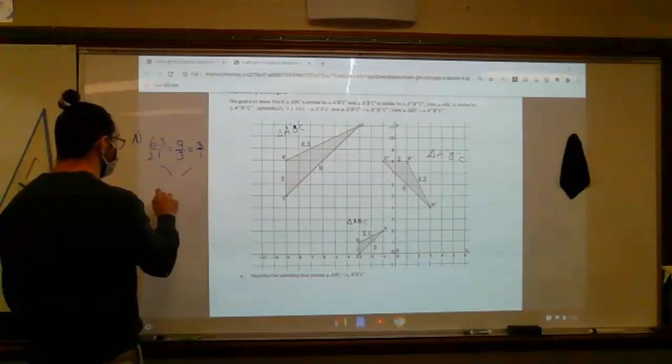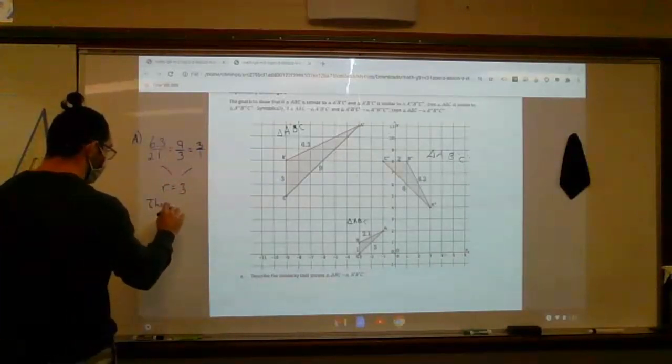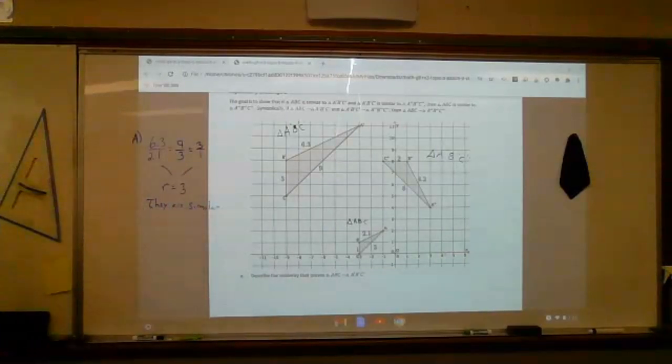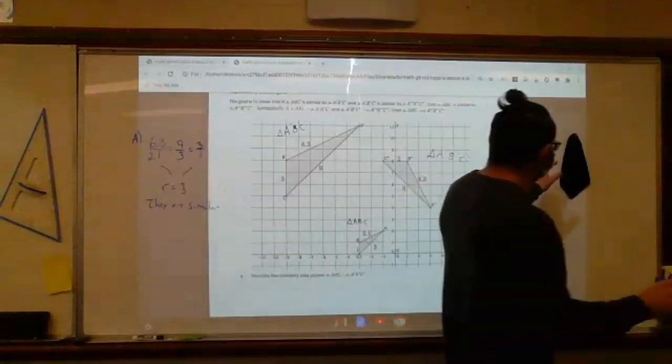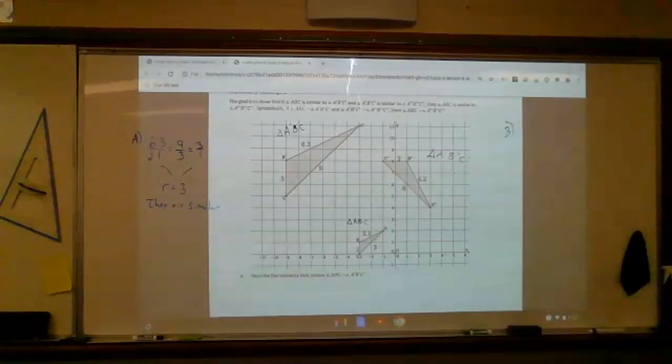So these all give me R equals 3, which means they are similar. Why? Because they're proportional. Thumbs up if you got that one. Should feel pretty confident, yeah? Okay, now that you've seen that, I'm going to give you one more minute to do B. Goodness gracious. Letter B. So if you haven't done B, now you should be able to. You're still finding out they're similar, but I really like the image divided by pre-image.